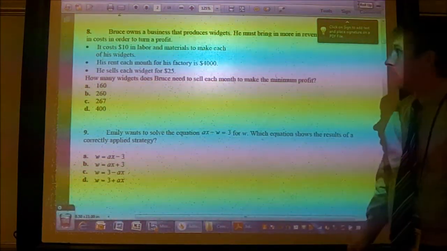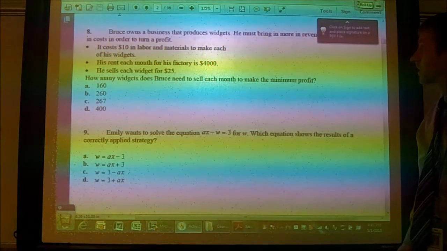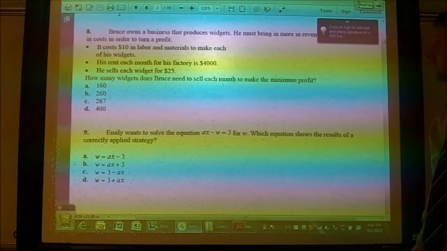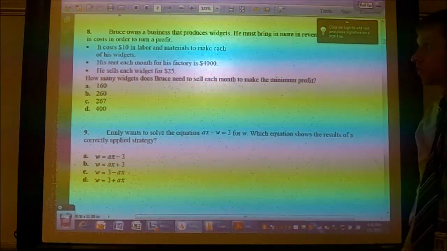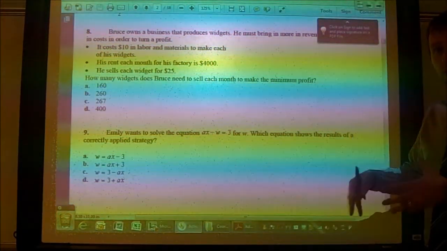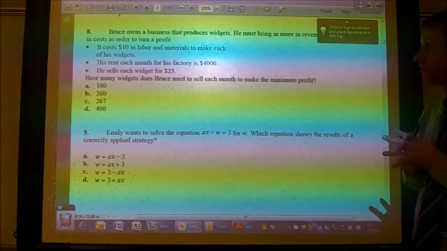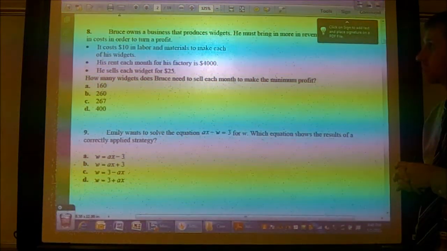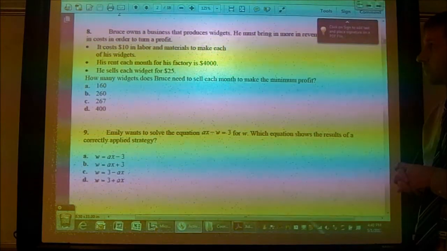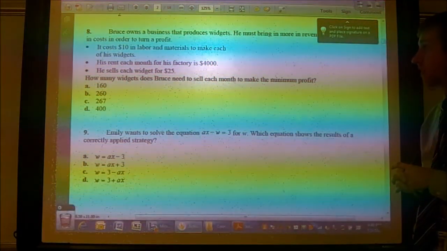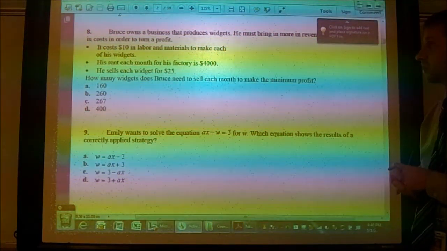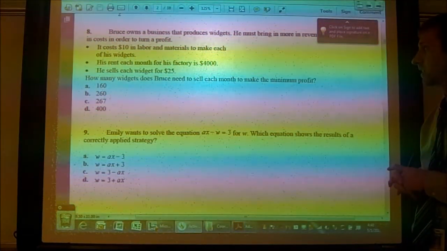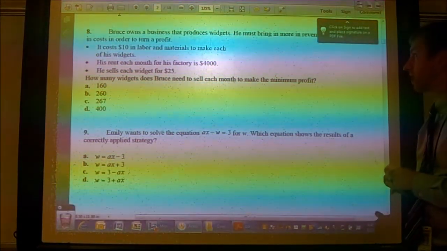Bruce owns a business that produces widgets. He must bring in more revenue than the payout in costs in order to turn a profit, right? Remember, profit is how much money you have left after you've paid your costs. It costs $10 in labor and materials to make each of his widgets. His rent each month for his factory is $4,000. He sells each widget for $25. How many widgets does Bruce need to sell each month to make the minimum profit?